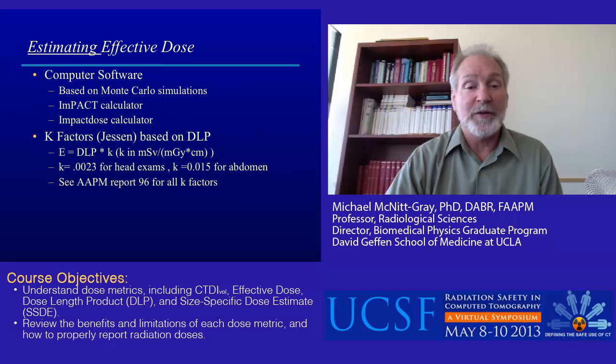We hear a lot of discussion about the k factors, which were originally based on the dose length product derived from simulations, and the formula is that the effective dose E equals the dose length product times a k factor, where k is in the units of millisievert divided by milligray centimeters. k is 0.0023 millisievert per milligray centimeters for head exams. k is 0.015 for abdomen, and you can see AAPM report 96 for other k factors that are adjusted by age and anatomic region.